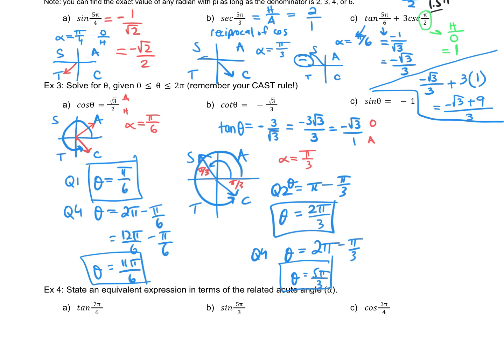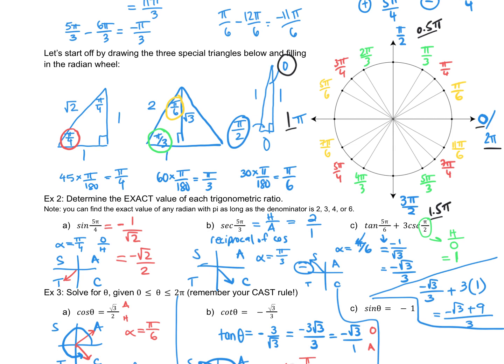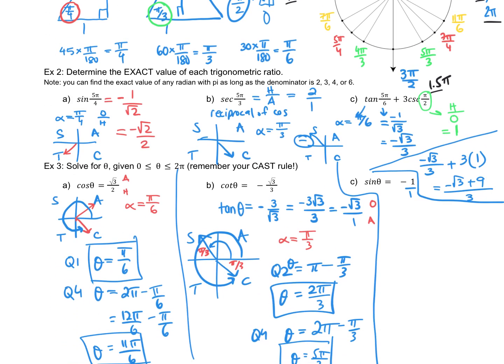Last one. Sine theta equals negative 1. Well, I see a negative, so I'm thinking about my quadrants, but I also see just a simple 1. So I want opposite to be 1 and hypotenuse to be 1, because we can just put the 1 over 1, and that's making me think of my fake triangle here. So if I look at my fake triangle, the hypotenuse is 1 here, and if I want this to be opposite, pi over 2 would be my winner. So alpha is pi over 2.